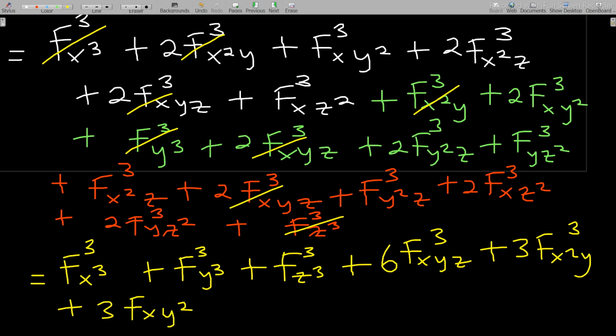So plus, then we continue with this 3 fxy squared. Look for fxy squared and see. You have 1 here, it is gone. fxy squared, you have another 2 here, so that is 3, they are gone.